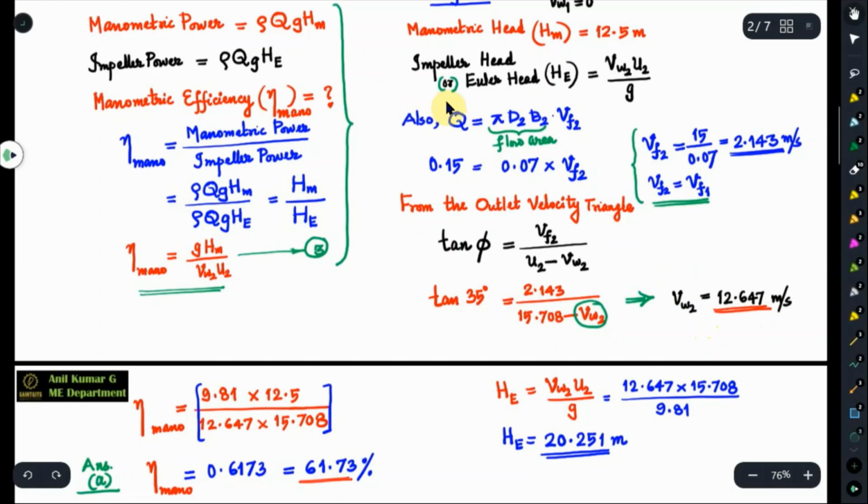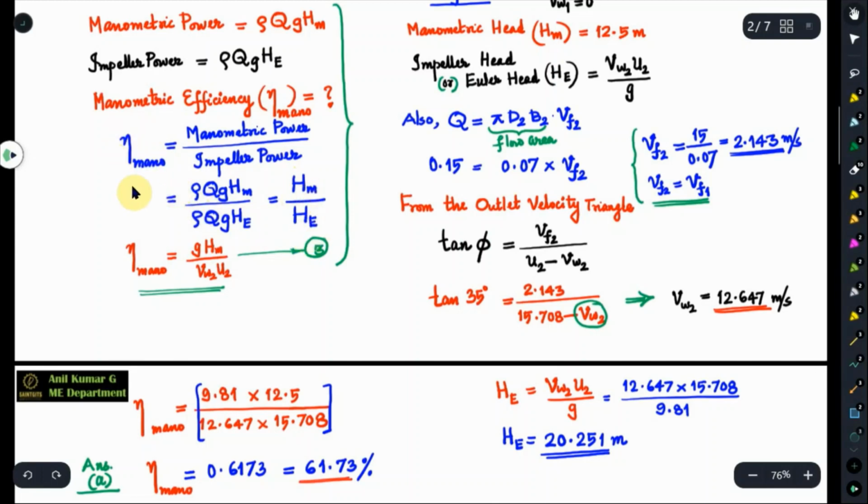Now we are in a position to find out the impeller head or Euler head, H suffix E, that is Vw2U2 divided by g. In the expression for manometric efficiency, we have manometric power divided by impeller power, that is rho Q g into Hm divided by rho Q g into He. Rho Q g from both numerator and denominator can be cancelled.